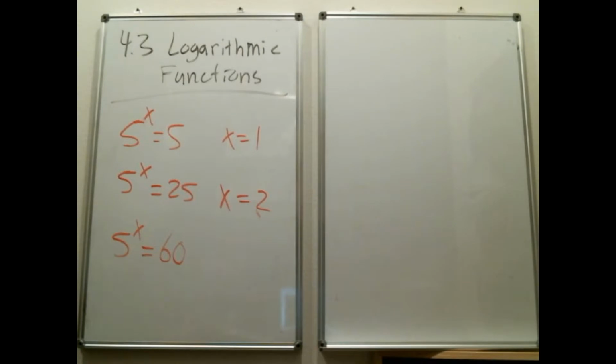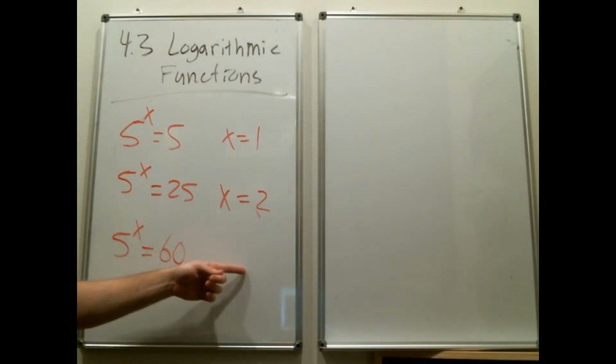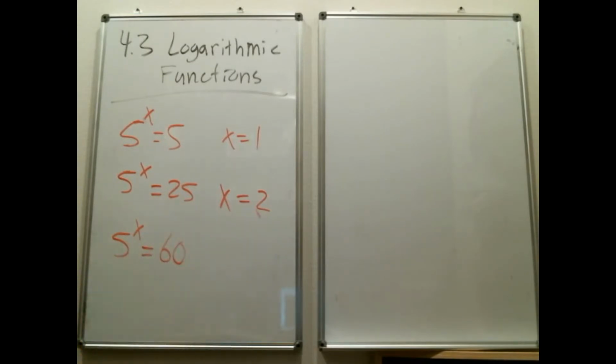So the first thing we need to know is how to convert from something of this form, which is an exponential form, into logarithmic form. And then we're also going to need to know how to convert backwards from logarithmic to exponential. And that's what this next definition is telling us.